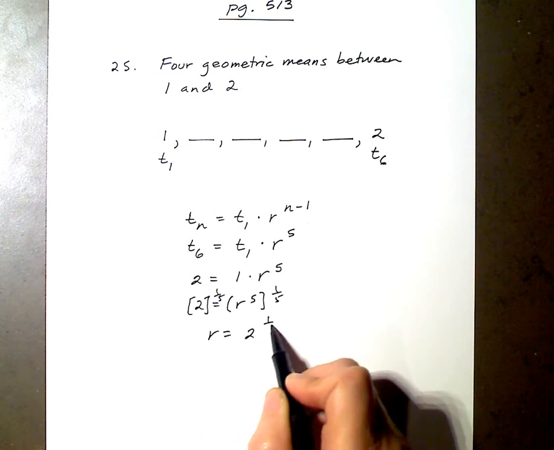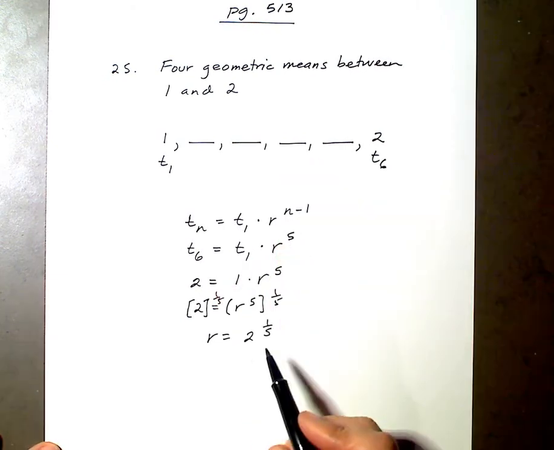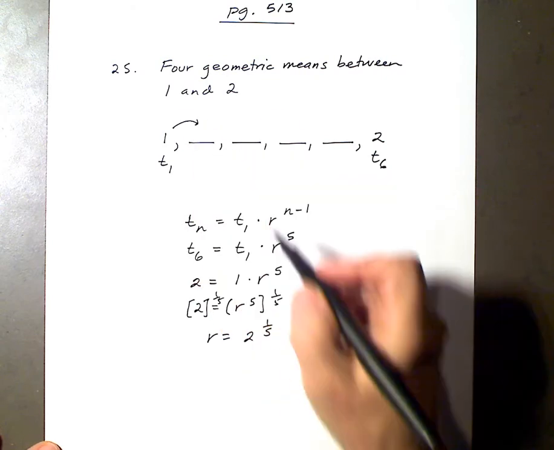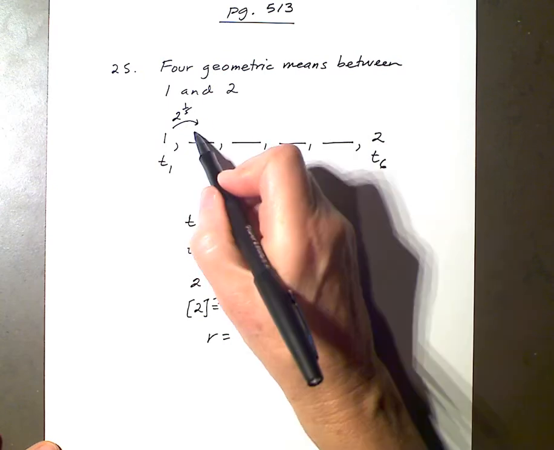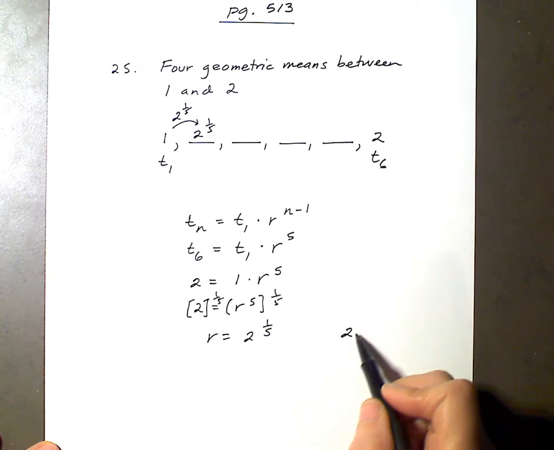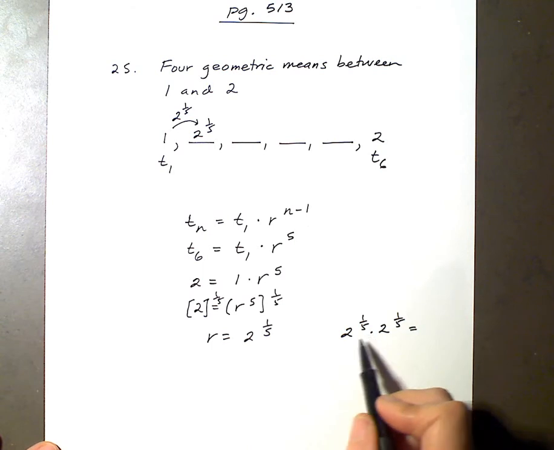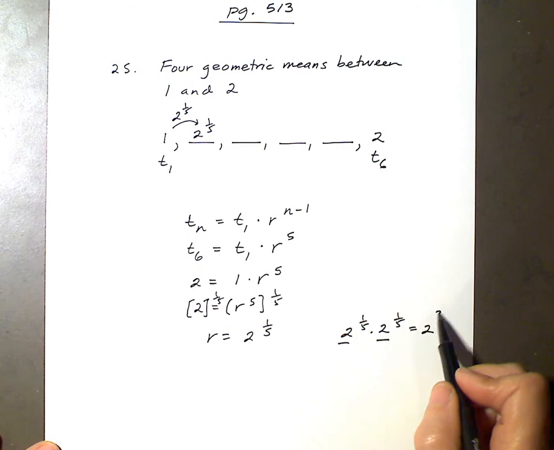And I'm going to keep those in exponential form for now, because they're really easy then to multiply with. So if I take 1 now, and I multiply it by the common ratio of 2 to the 1/5 power, I get 2 to the 1/5. Now, when I take 2 to the 1/5 and multiply it by another 2 to the 1/5, I get 2 to the, because I'm multiplying powers with the same base, so I add those exponents, so I get 2 to the 2/5.